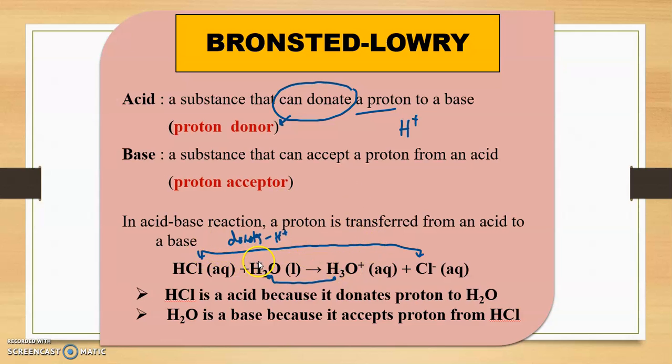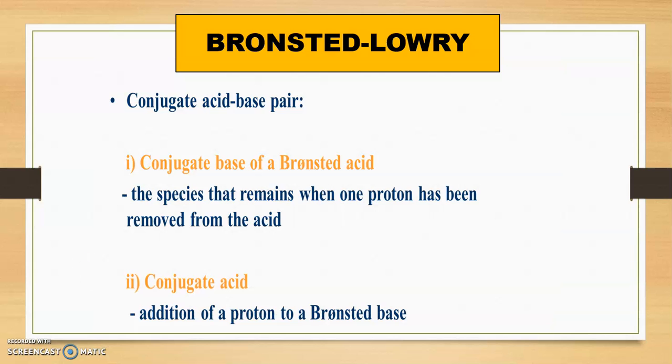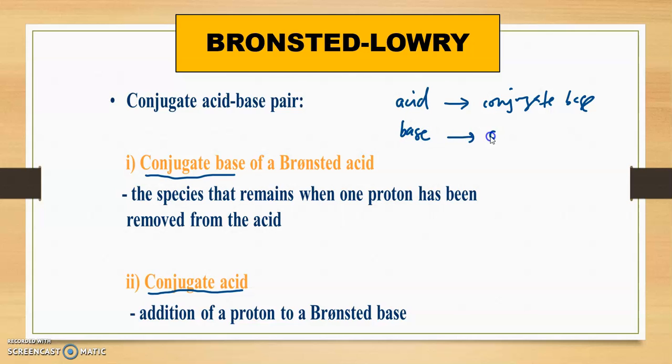Okay, untuk Bronsted-Lowry ni, dia ada satu benda kita panggil conjugate pair. Macam yang tengok saya dah pasangkan dia ni. Ini kita panggil dia conjugate acid-base pair. Dia ada dua jenis. Satu conjugate base, satu lagi conjugate acid. Okay, pasangan dia adalah, bila you ada acid, pasangan dia adalah conjugate base. Kalau you ada base, pasangan dia adalah conjugate acid.